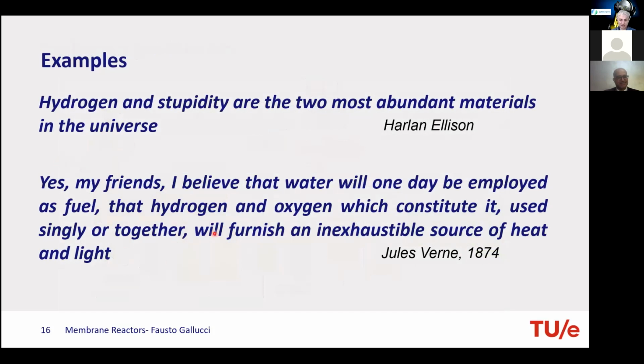is from the book of Jules Verne that tells you that hydrogen and oxygen will be used as a source of heat and light, or heat and power. And this is very nice because it was written in 1874. So quite a long time ago. And if you look at this, it looks very nice, close to a fuel cell, for example, where you use hydrogen and oxygen and you can produce heat and electricity.